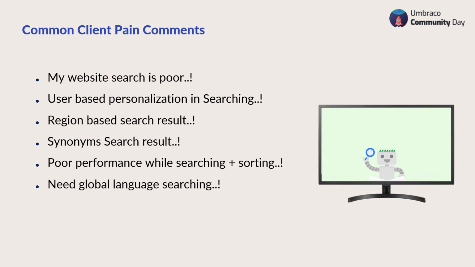Need global language searching. As Umbraco supports multilingual sites, it should support global languages like Korean, Chinese, Japanese, even left to right and right to left. I need those kinds of search results faster too. So those are comments which we received while doing some projects.